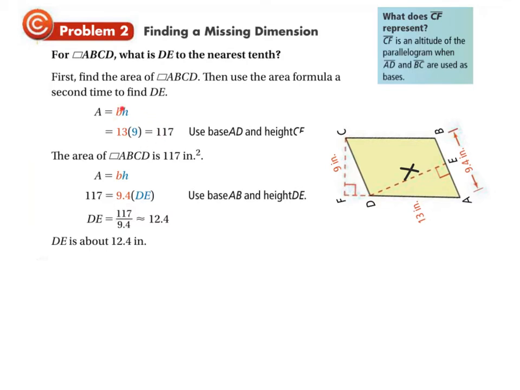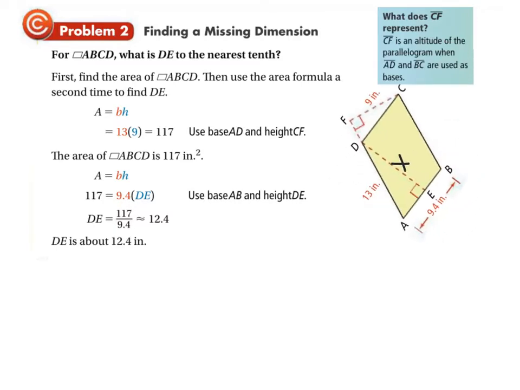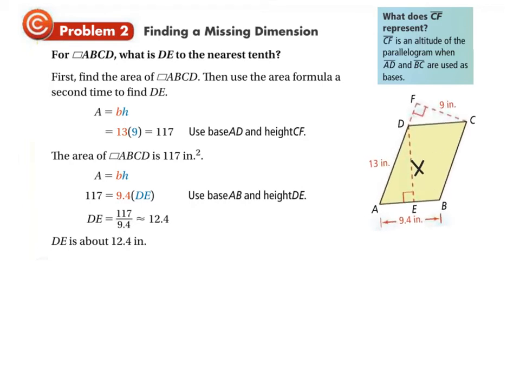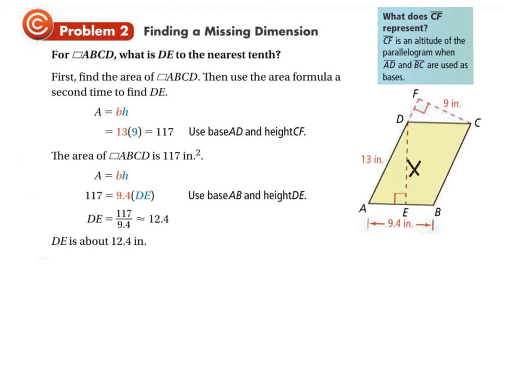So we calculate it here, we plug it in, base times height, 13 times 9, 117, and that is what the area of this parallelogram is. So once we know that, we can plug that in and say, okay, if we know that it's 117 and we have a base of 9.4, then we can figure out what DE is equal to. I called that X, okay? So how would you solve for DE? Well, you would divide by 9.4 because that's the coefficient of it. And this is approximately equal to 12.4 when rounded to the nearest tenth. So DE is about 12.4 inches.